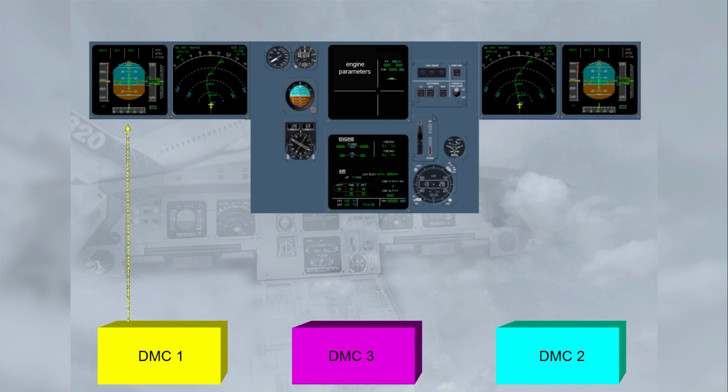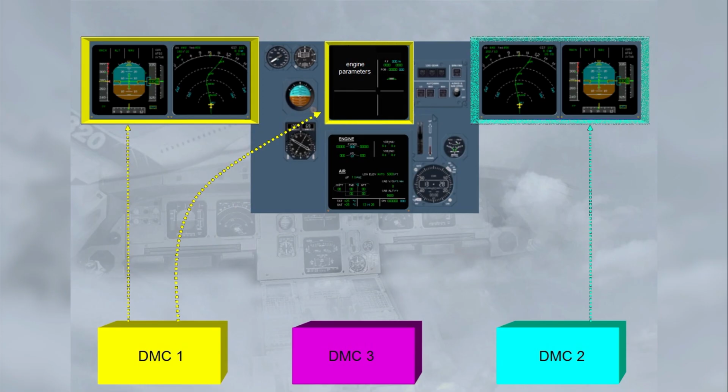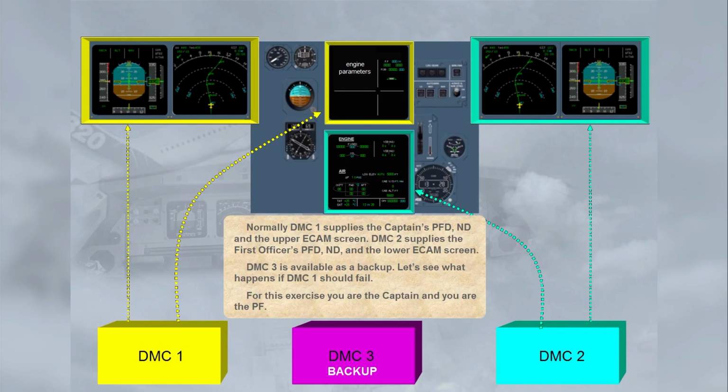Normally, DMC-1 supplies the captain's PFD, ND and the upper ECAM screen. DMC-2 supplies the first officer's PFD, ND and the lower ECAM screen. DMC-3 is available as a backup. Let's see what happens if DMC-1 should fail. For this exercise, you are the captain and you are the pilot flying.